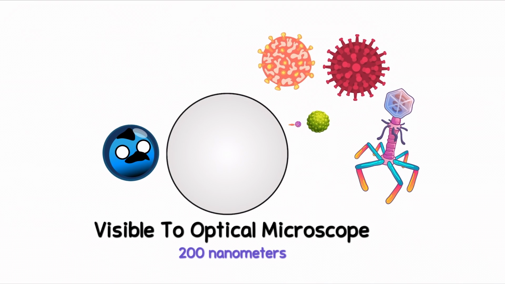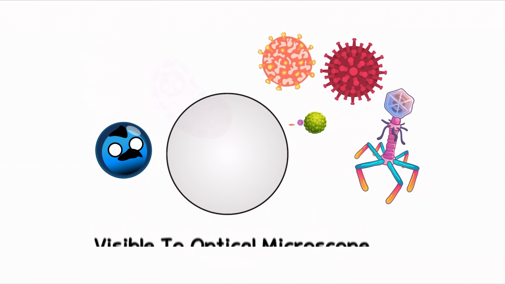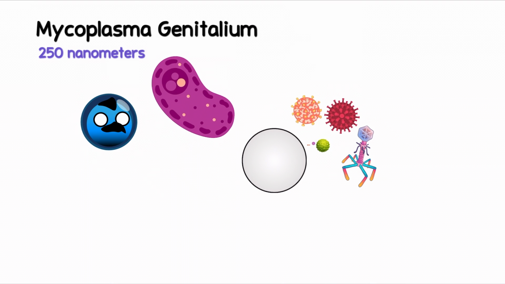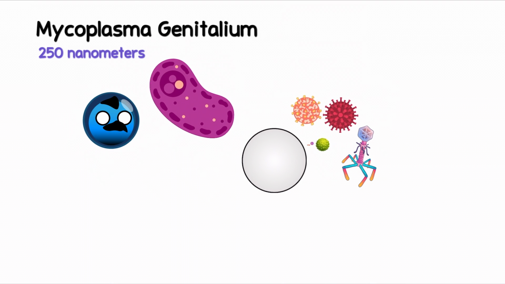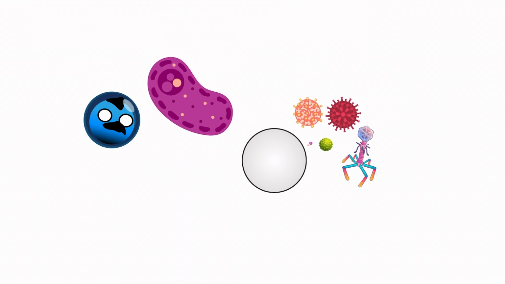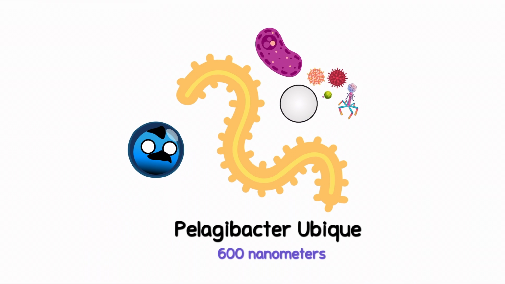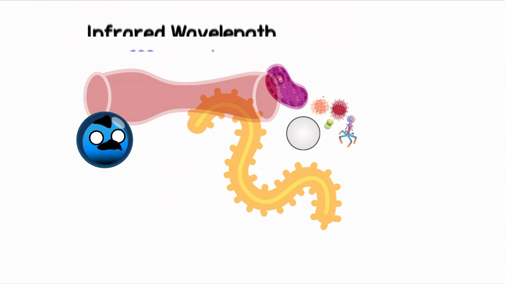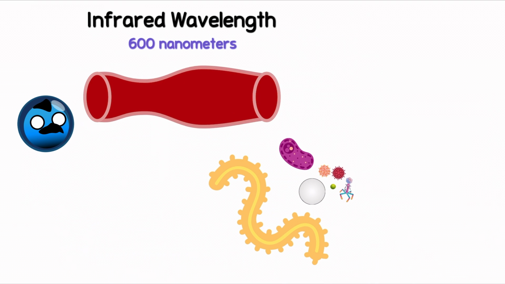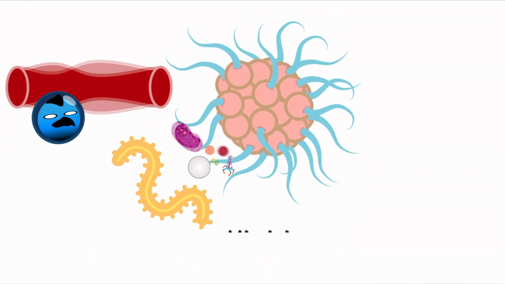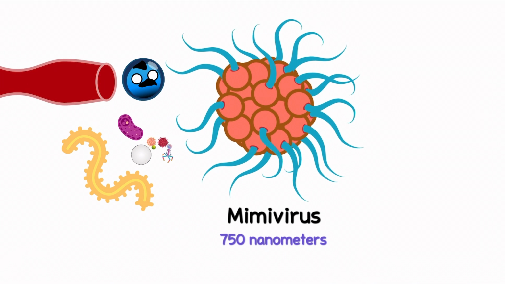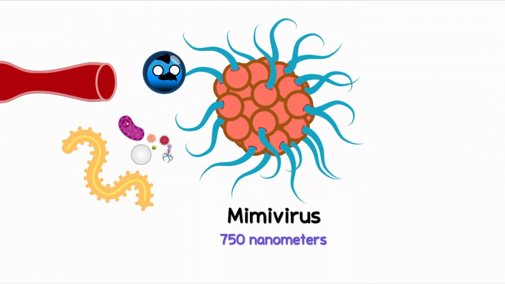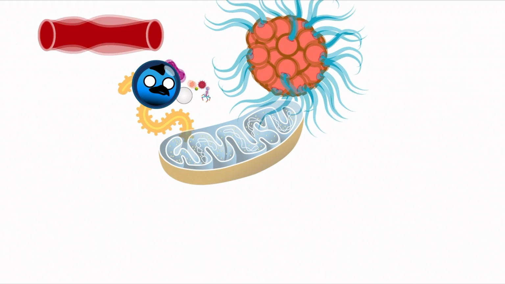Visible to optical microscope, 200 nanometers. Mycoplasma genitalium, 250 nanometers, a tiny bacteria causing genital infections in humans. Pelagibacter ubique, 600 nanometers, tiny marine bacterium. Infrared wavelength, 600 nanometers. Mimivirus, 750 nanometers, a large complex virus with a genome that rivals some bacteria.